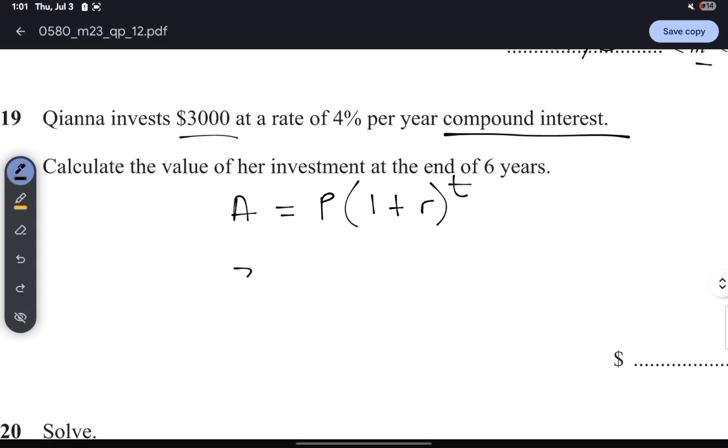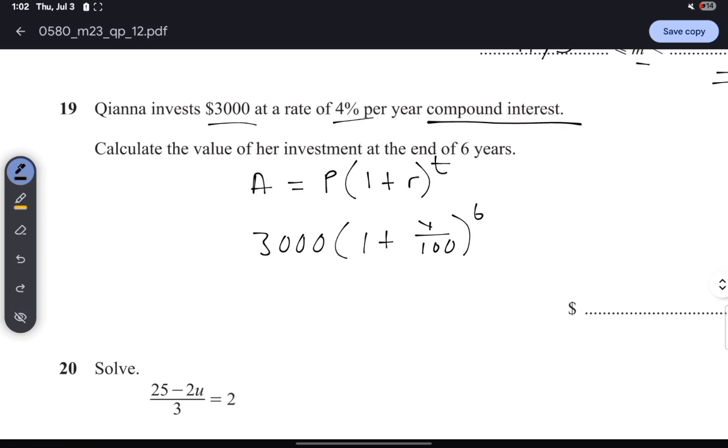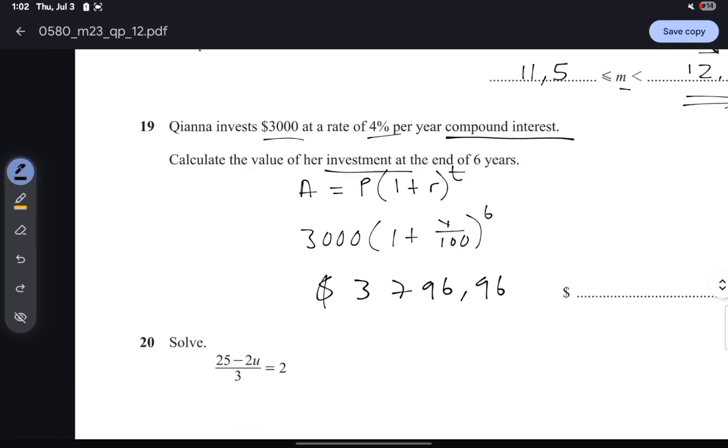So we just write out 3,000 in place of P, 1 plus our rate, which is 4%, which is 4 over 100. That's 4%, right? Then we say to the power 6. And if we use our calculators, this should give us 3,796.96. And that will be her investment at the end of 6 years.